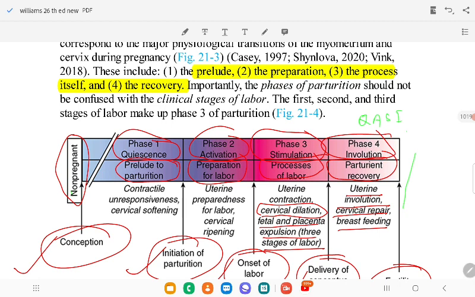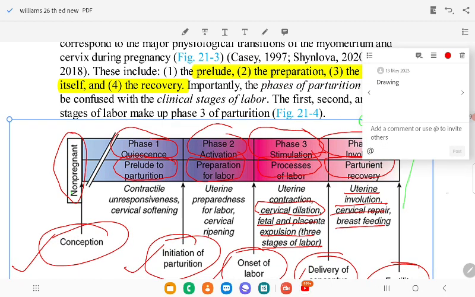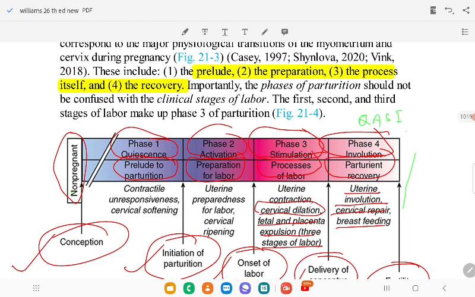This is what happens in phase 1, the phase of quiescence. In this stage, the uterus is in a quiescent state before parturition, with unresponsive contractility and cervical softening. Only this in phase 1: cervical softening. Then phase 2 is the activation phase, the preparation for labor. How will you prepare? Uterine preparedness for labor, like cervical ripening. Then phase 3, the process of labor, has already started: uterine contraction has started, cervical dilatation has started, then fetal and placental expulsion.